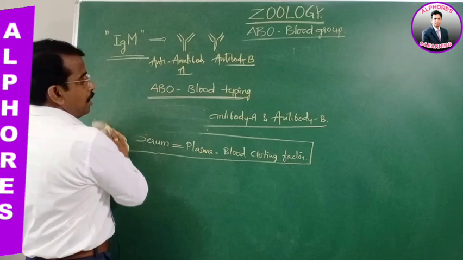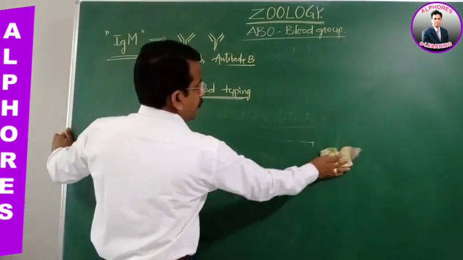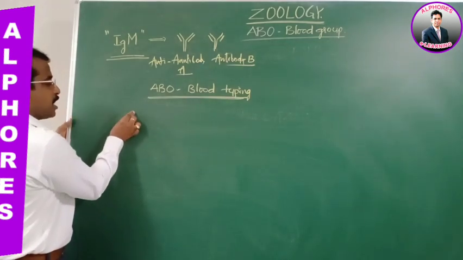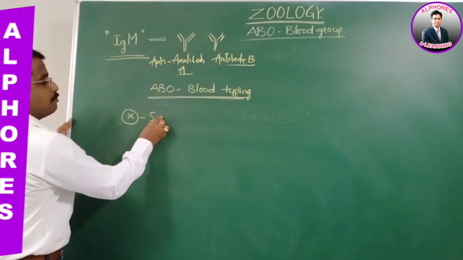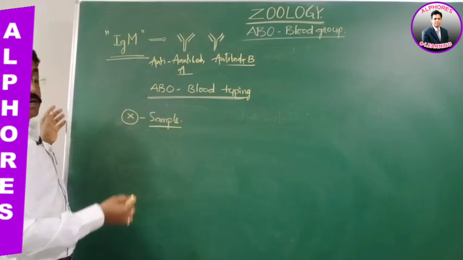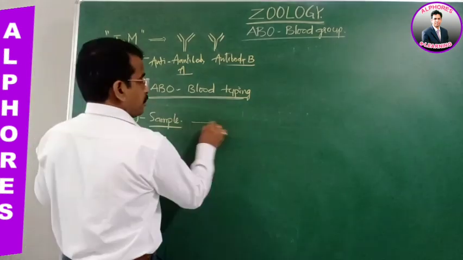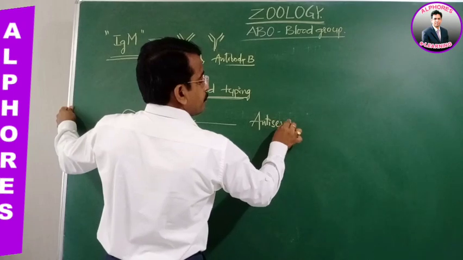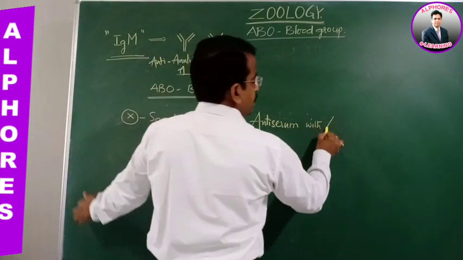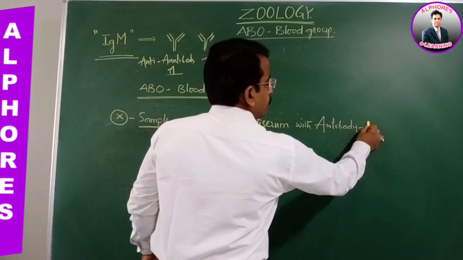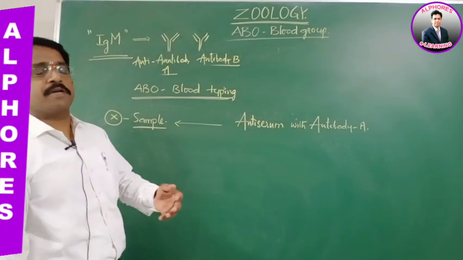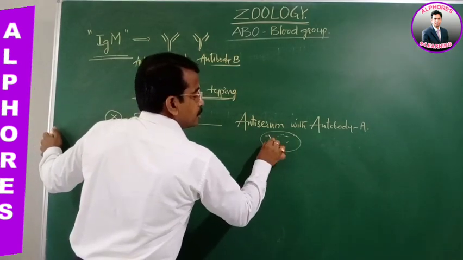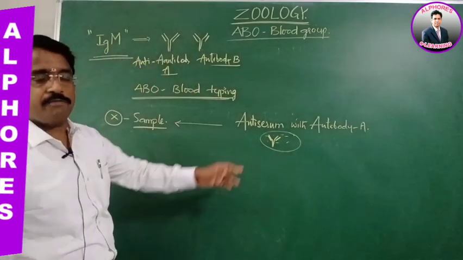I repeat, ABO blood grouping is done in the following way. First, suppose an X sample you are testing. You don't know what blood group this is. So it is tested with an anti-serum with antibody A. I have taken the anti-serum with antibody A.